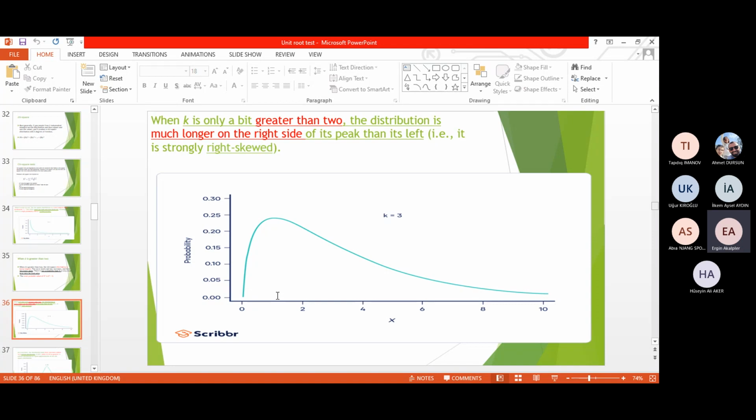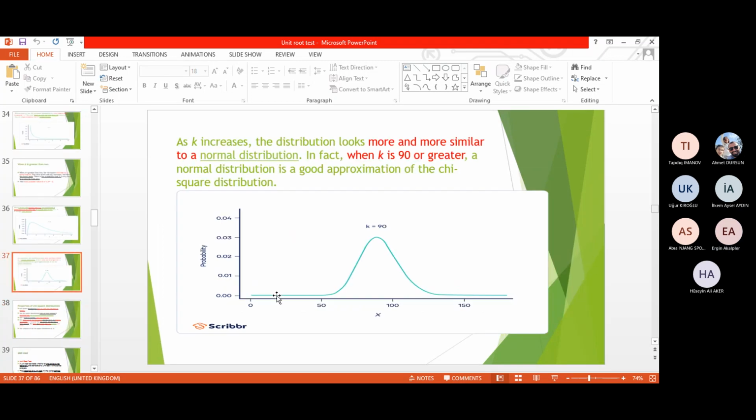Then it goes again, the belly shape to the left, strongly skewed, so-called belly shape directed to the right side. And here, as k increases, the distribution looks more and more similar to a normal distribution, as you are observing here. Now the k or degrees of freedom is 90 or greater. The normal distribution is a good approximation of the chi-square distribution. When you are looking here, it is going 0.03 somehow, then it is increasing, symmetric and parallel, and decreasing again similarly in the same direction.